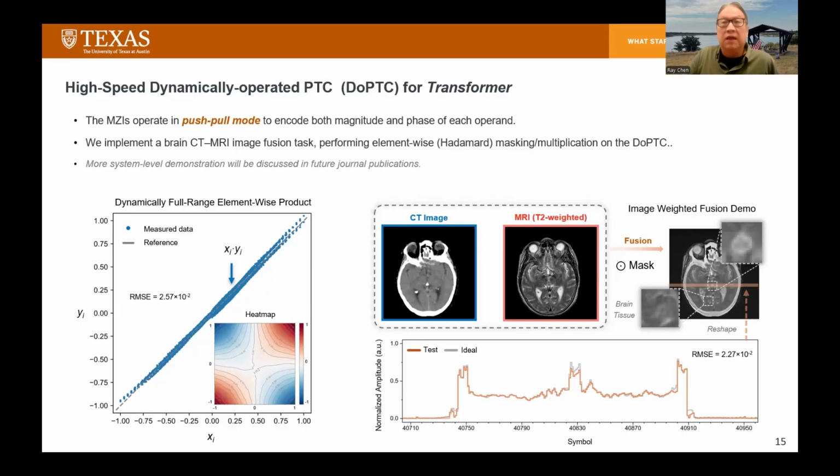We implement the Hadamard product between the image and a dynamic mask directly on the photonic tensor core, and then reshape the output back into an image. So the fused result matches the digital reference well, and the output at the bottom shows a very low error, as you can see in this chart.